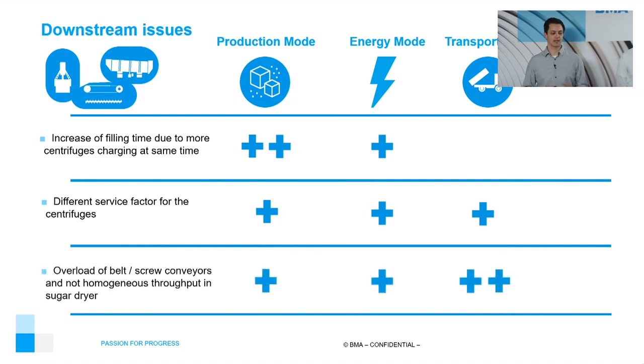So, at the end, we have the problem in the transport: the overload of belt or screw conveyors and non-homogeneous throughput in the sugar dryer. Both production and energy mode could help to support this, but definitely the transport mode was developed only to solve these kinds of issues. So definitely transport mode would be the best one.